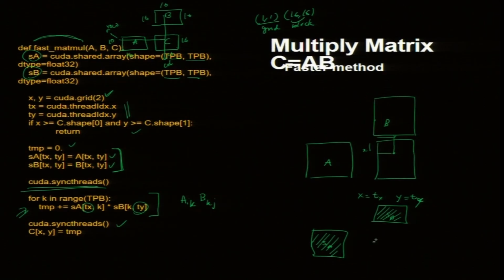So, after this operation, the full C will be filled by the correct result, because this multiplication is done at temp. I forgot to put temp is 0. Temp is 0 is here. Every thread has their own temp. That is their local stuff, and that will be updated.